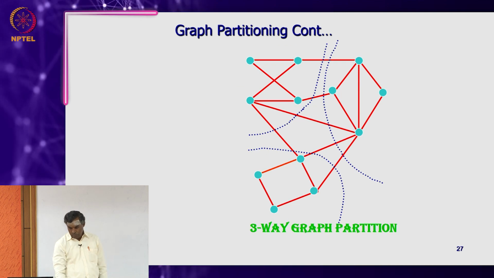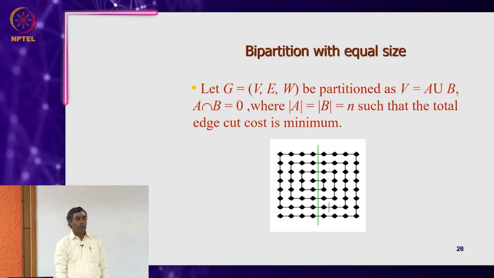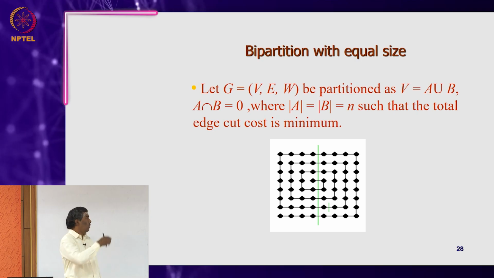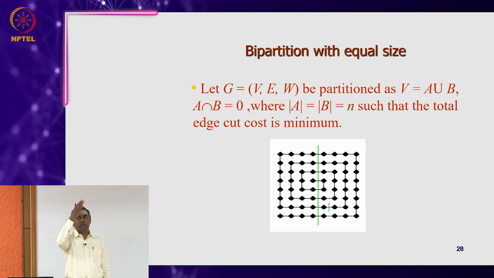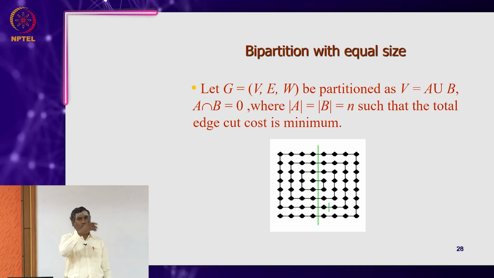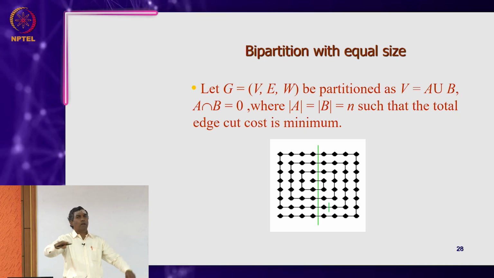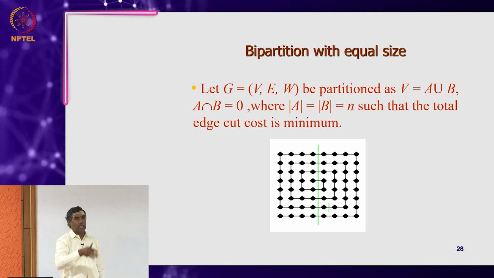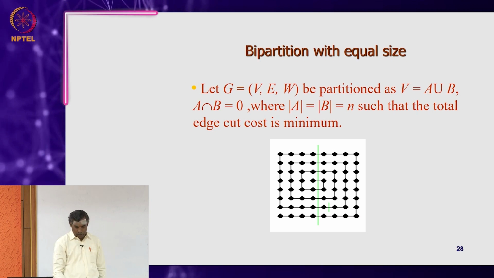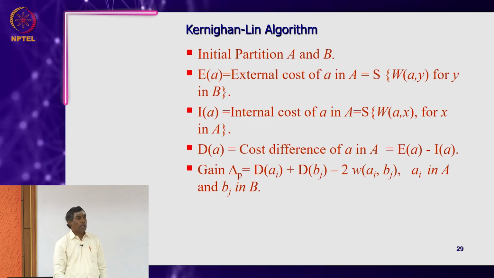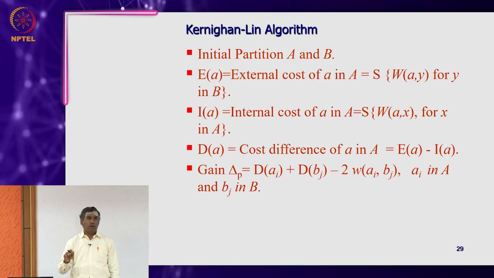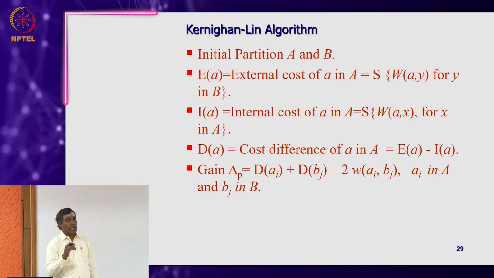I am interested in bipartition, or two-way partition. That means you have a graph where you take a set of edges and remove them, so that the graph becomes a two-way partition such that the total cut cost is minimum. That is the very famous Kernighan-Lin algorithm. I am not going into the detail of the algorithm, but you can look into it if you are interested in working on that.